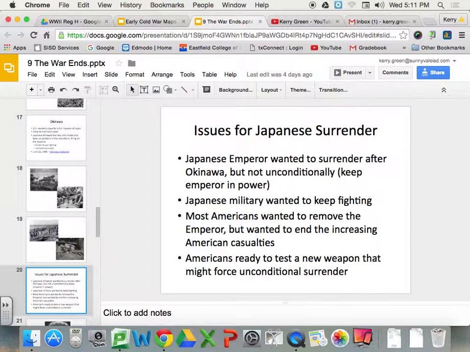The Japanese emperor, after Okinawa falls, as the firebombing is increasing, is starting to really feel for the people, and he says, maybe we should surrender, but the military won't sign off. And so you have that issue, and one of the issues is that the emperor doesn't want to step down. And you've got Americans that are like, well, maybe we should make the emperor step down because he was in charge, but understand that in the Japanese model, the emperor and the military kind of shared responsibility.